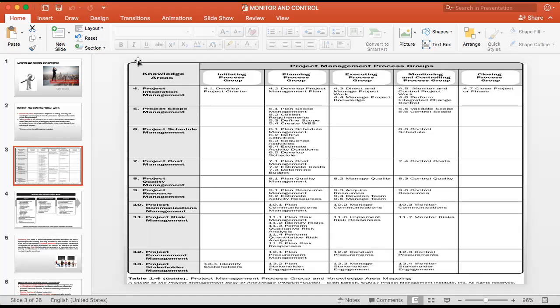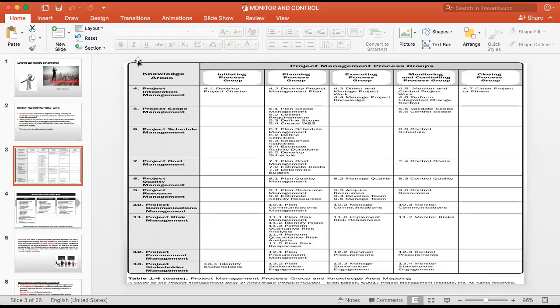If I repeat it again, all the knowledge areas have their own controlling processes. All these controlling processes generate work performance information as an output. All this work performance information from the other control processes, you integrate and produce in a consolidated manner in the project integration management process. That is the monitoring and controlling process of project integration management. You have to keep this in mind.